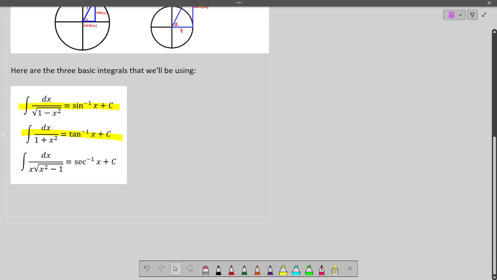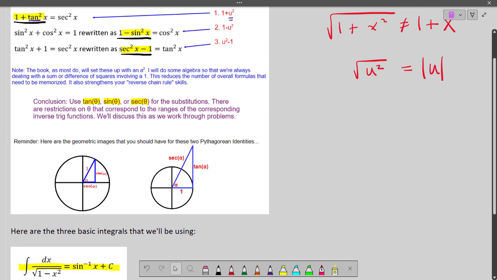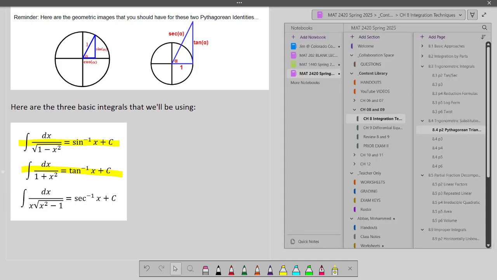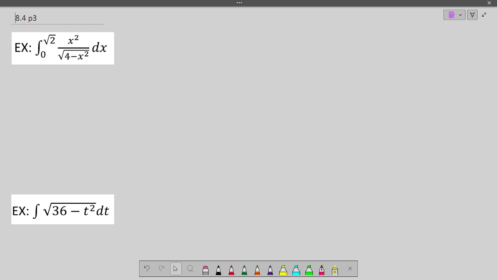1 minus x squared is connected with a sine, 1 plus x squared is connected to a tangent, and x squared minus 1 is connected to a secant. So there's kind of that reinforcement to help you remember which integral turns into which inverse trig function. So let's try one of these, and then we'll get through one.